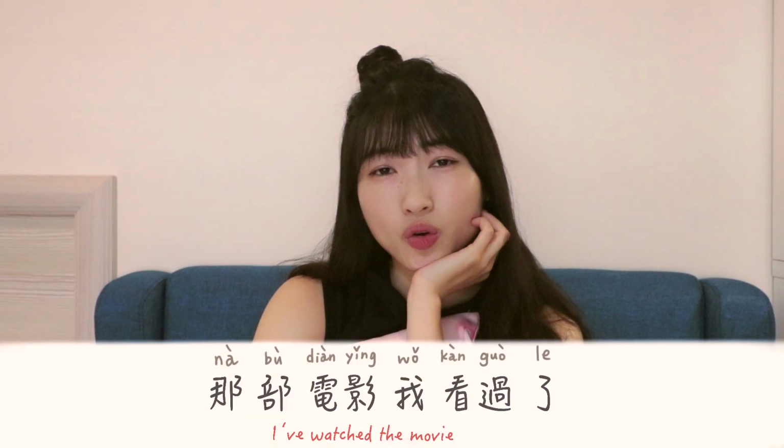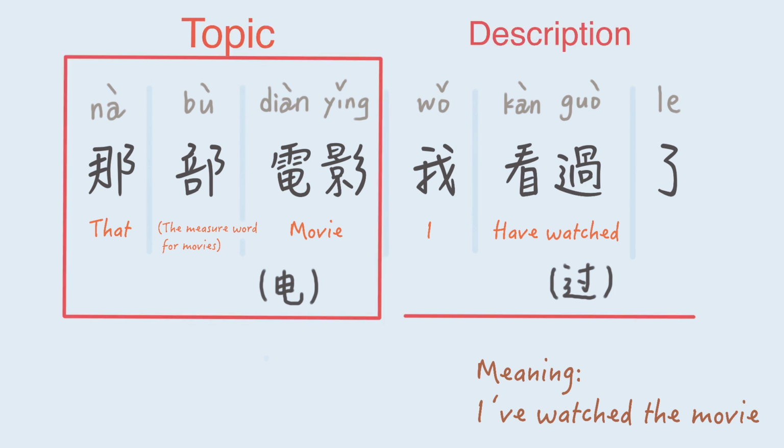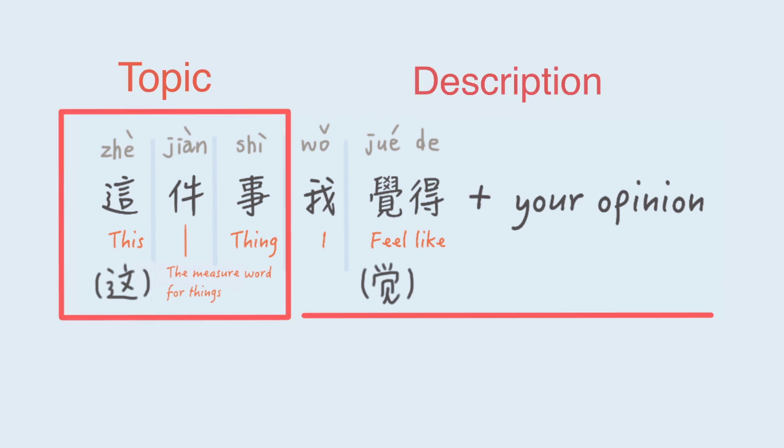Okay, let's have more practice on how to use the topic structure. For example, if you and your friend are chatting about a new movie and you have already watched the movie, you could say, 那部电影我看过了。 It means I've watched the movie. Because the movie is the topic of your conversation, so you can put that at the beginning of the sentence. Another example could be when you're discussing an issue or a particular thing with others, and you want to demonstrate your opinion on that, you could say, 这件事我觉得 and add your opinion. This thing 这件事 is the topic of the conversation, so you can put it at the beginning of the sentence.